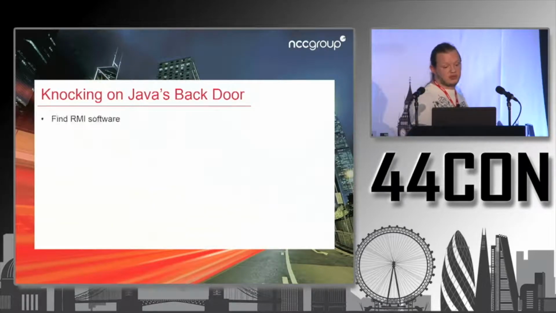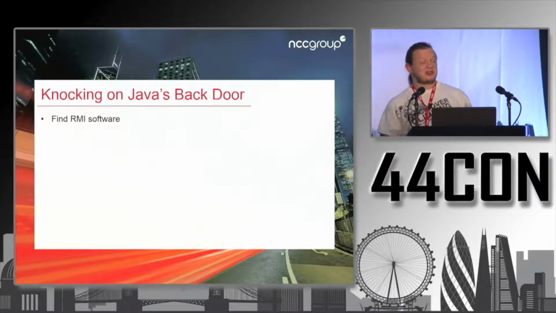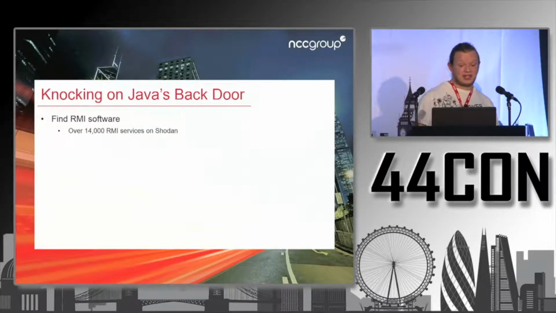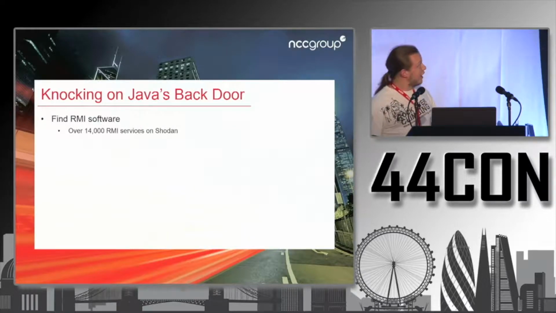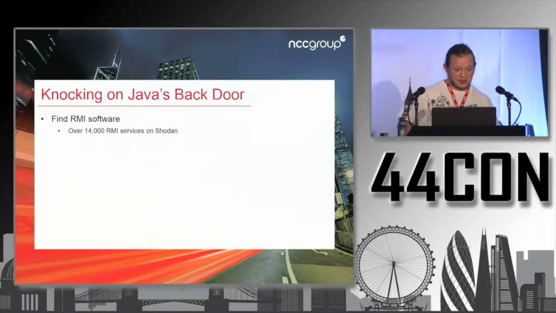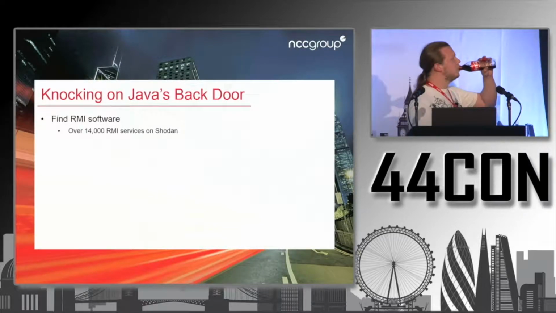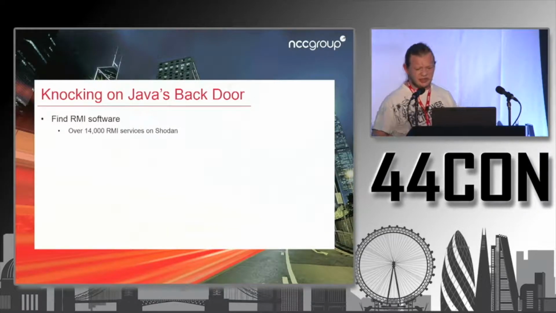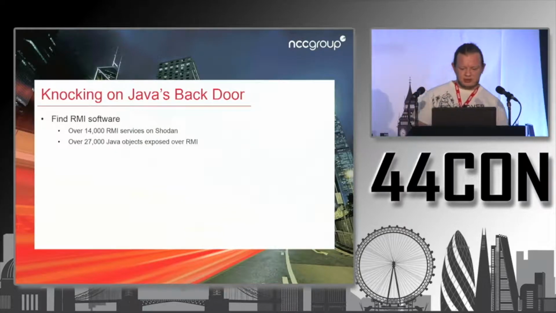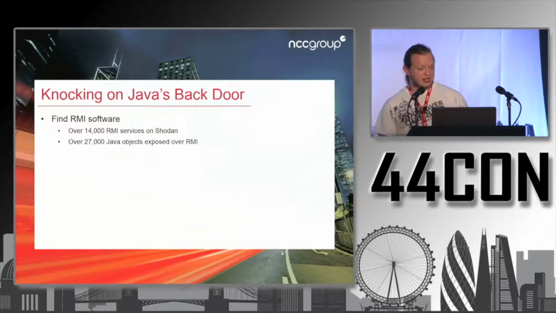And I use this to do some knocking on Java's back door. I use this to find RMI software that was sitting on the internet. So at the time, I found over 14,000 RMI services on Shodan. So only a few. And between those services, I found over 27,000 Java objects that were exposed.